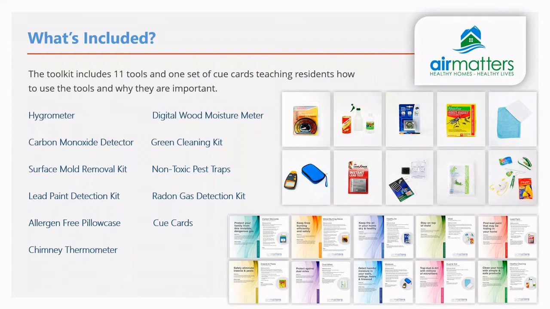And so what's in the toolkits? So we have 11 tools including the cue cards. And the cue cards, so a little about the cue cards. So the cue cards go over the tool that it pertains to, as well as why that tool is important, how to use the tool, and just different indoor air concepts that align with the tool. And so let's get to the first one on the list.